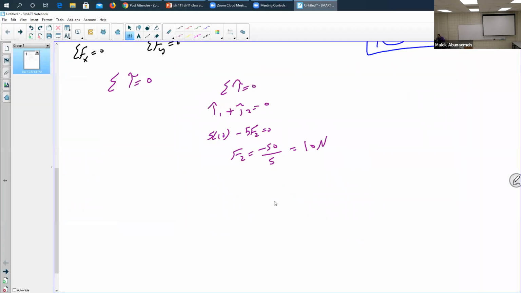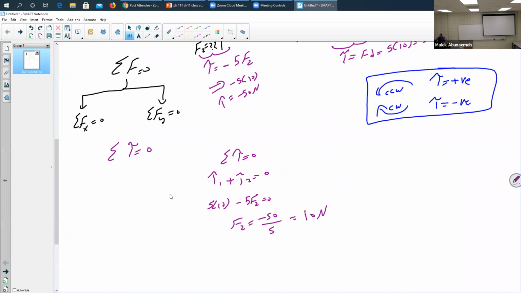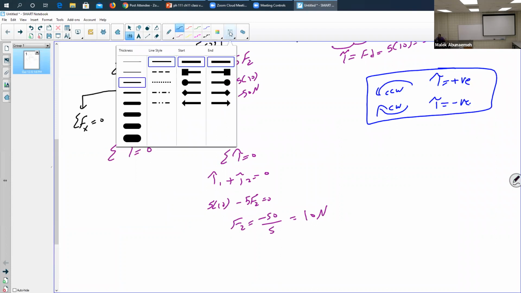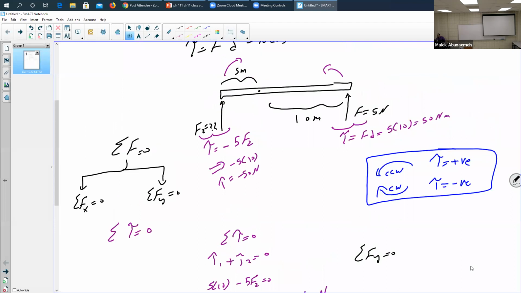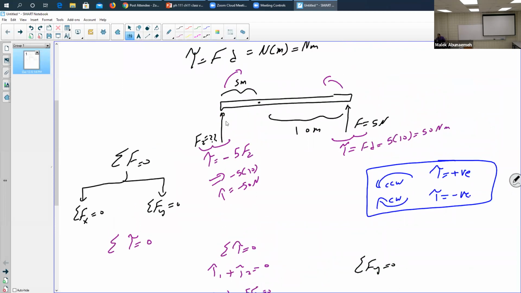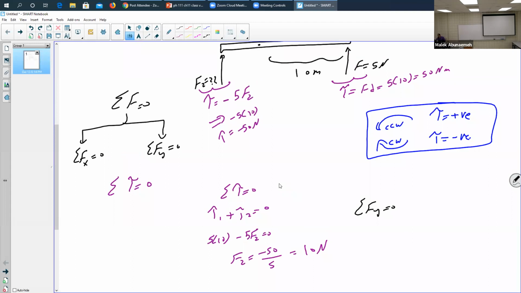So going back to our example, if we look at the forces in the y direction, your sigma Fy is going to equal zero. That means all your forces in the y direction, which is going to be your 5, and then you've got minus 5. So your 5, this is going to be your F1. Let's call it F1, yeah.